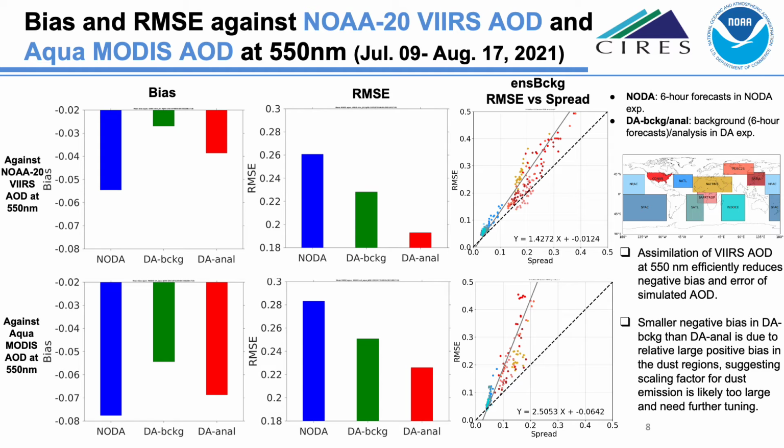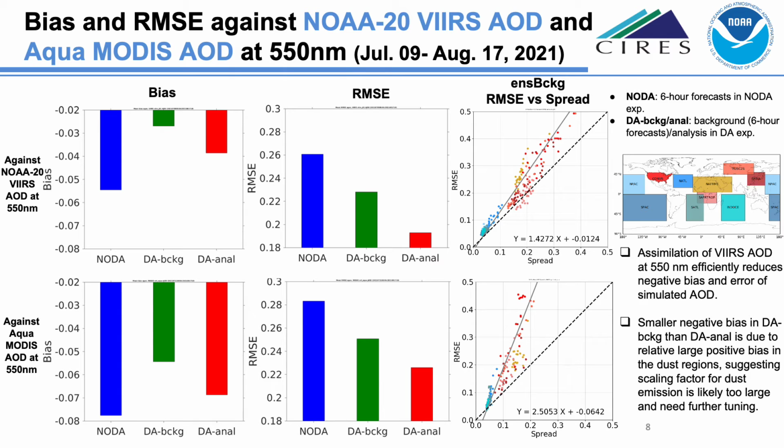Our further inspection shows that in the DA background, there are relatively larger positive biases over the dust regions, which further reduce the overall global average bias in the background. It also suggests that our current scaling factor for dust emission is likely too large and needs further tuning.